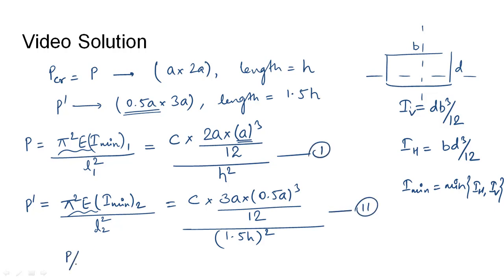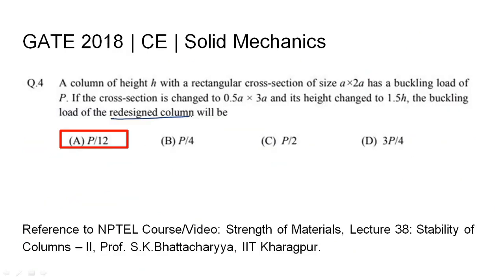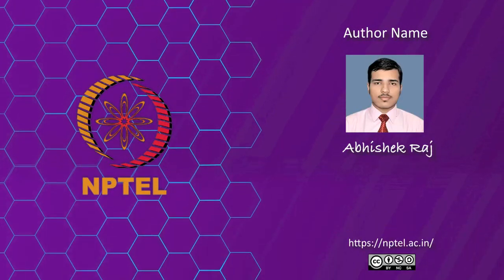If we divide P by P dash, that is equation 1 divided by equation 2, we would get 2 into 1.5 square divided by 3 into 0.5 cube. Taking P dash to the other side, we would get P dash equals 1.5P by 18, which would become P over 12. So the buckling load of the redesigned column was found out as P by 12, which is option A. The relevant NPTEL reference has been cited.